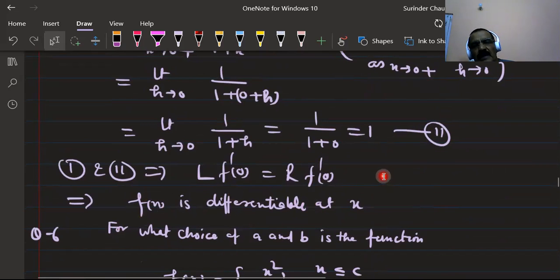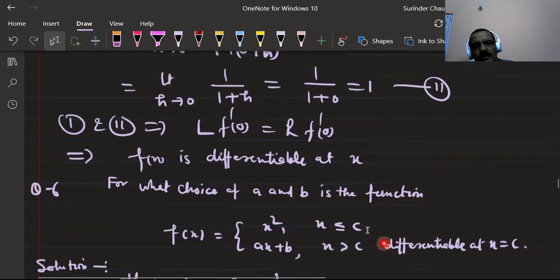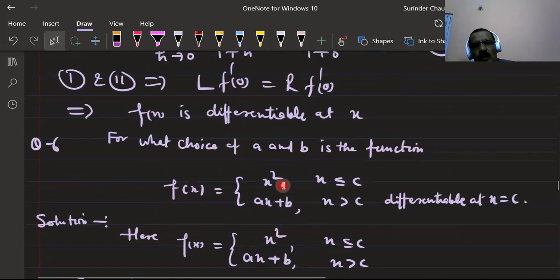So f is differentiable for all values in the domain of the function. Next problem: for what choice of a and b is the function f equal to x square if x is less than or equal to c, and ax plus b if x is greater than c, differentiable at c?